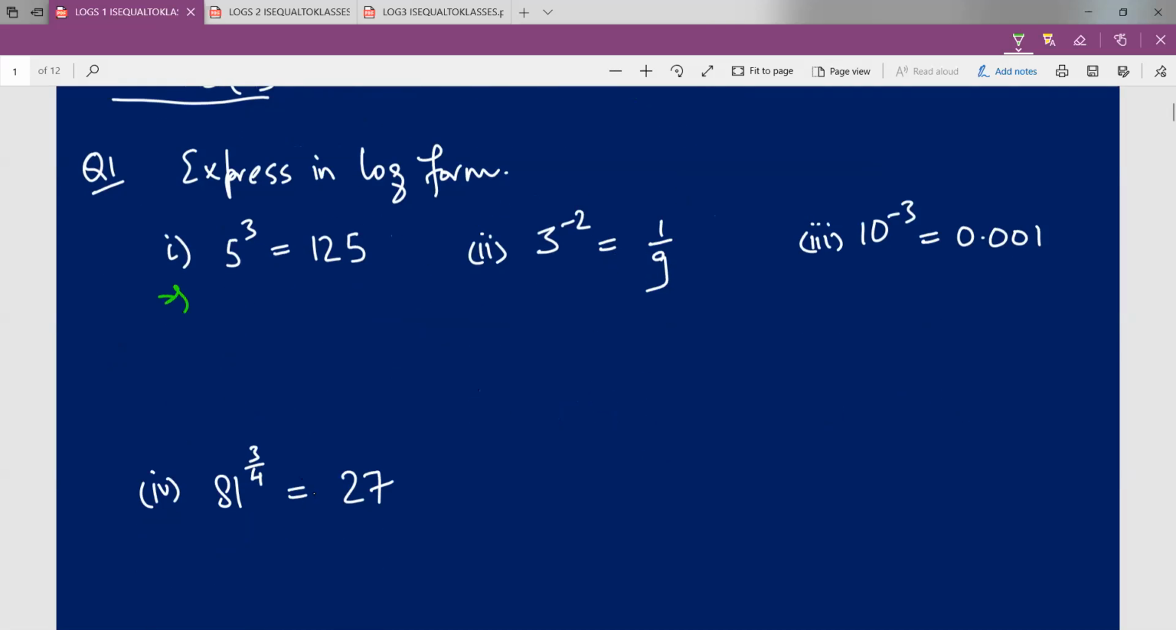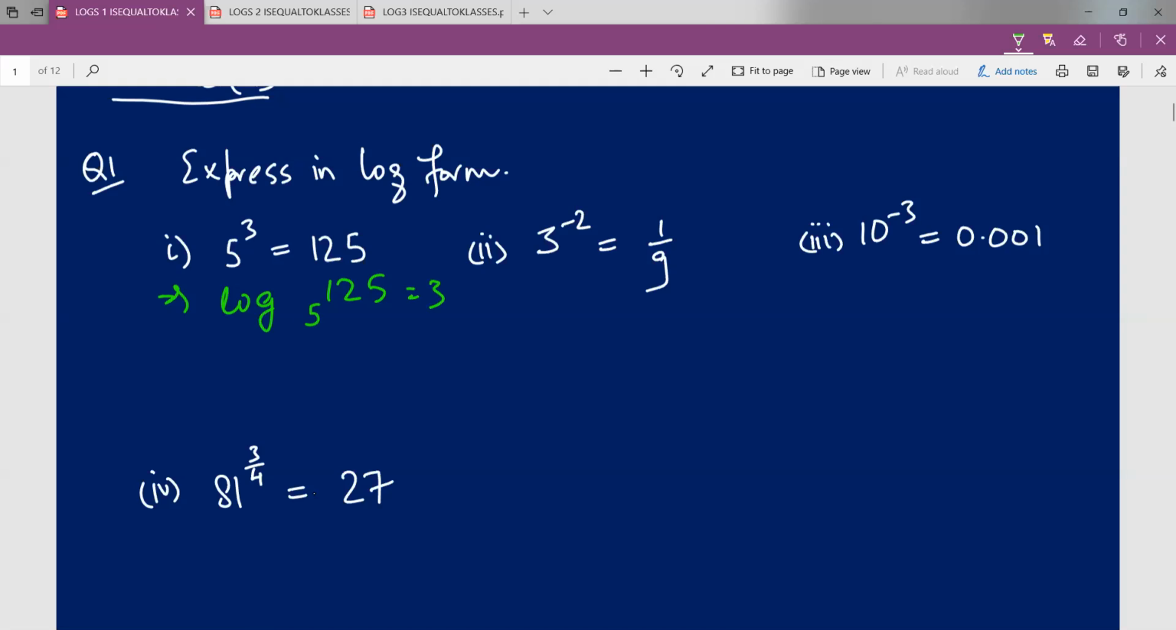Now over here in question number 1, they are saying express in log form. What you have here is an exponential form. All these problems, 5 raised to the power 3 is equal to 125, 3 raised to the power minus 2 is equal to 1 upon 9, are exponential forms. All you have to do is convert them to the log form. So by converting them into the log form, I can write the first part as log of 125 to the base 5 is equal to 3.